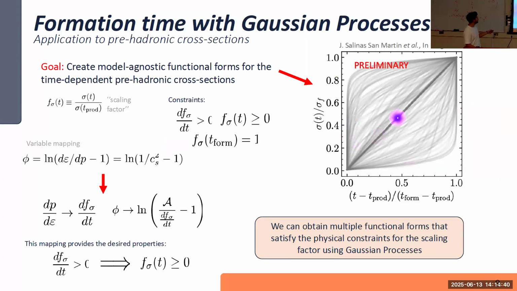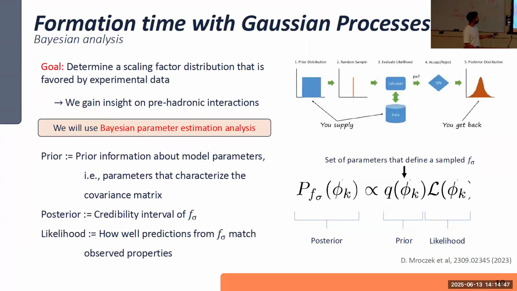And this is the result. We can create thousands and thousands of these time-dependent cross-sections. Now, this is an ongoing research project, so I'm going to use a Bayesian analysis study to try to constrain what the formation time is in these reactions. And eventually I will be using EIC data, but I can also use HERA data.